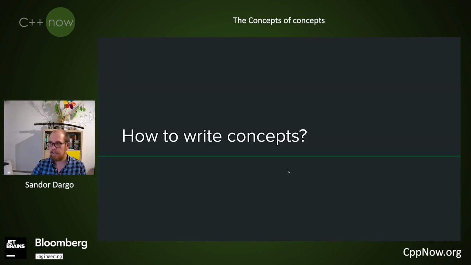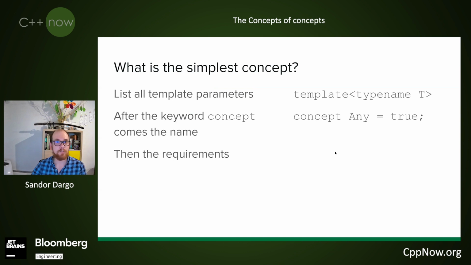So now let's see how we can write our own concepts, and we start from the simplest concept, which is something I call here any. So you have the list of template parameters. Then after the keyword concept, you name the concept, which in this case is any, and then you have the different requirements. So in this case, I put there only true, which means that just any T would be accepted. So in case we put here false, then no type would be accepted.